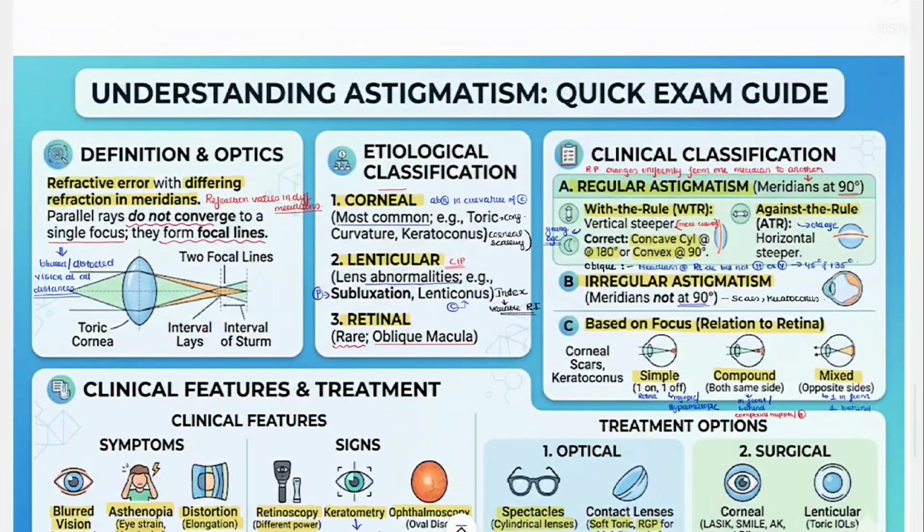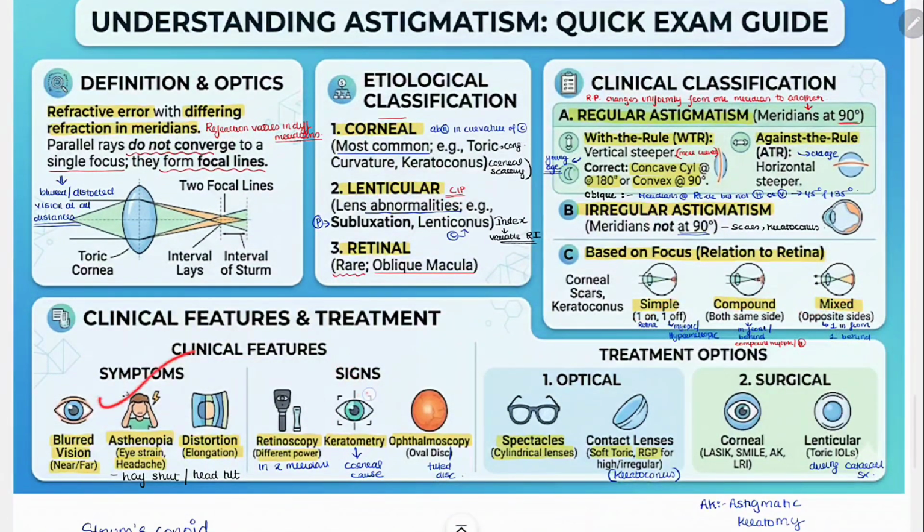To summarize astigmatism, that is the definition: it is a refractive error with differing refraction in different meridians. So refraction varies in different meridians. We can see two focal lines instead of a single converging point. There are corneal causes, lenticular causes and retinal causes. Clinical classification is regular astigmatism, that is with the rule and against the rule. Then irregular astigmatism where the meridians are not at 90 degrees, and based on the focus it can be simple, compound or mixed.